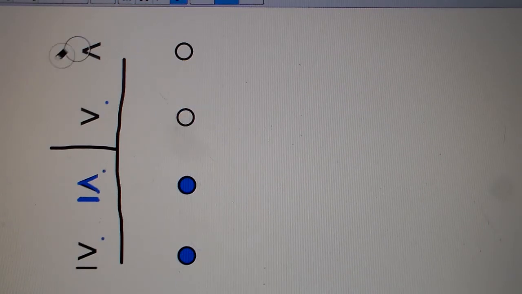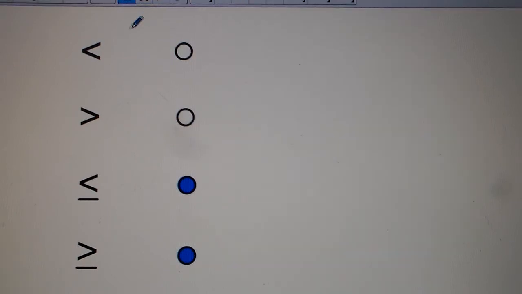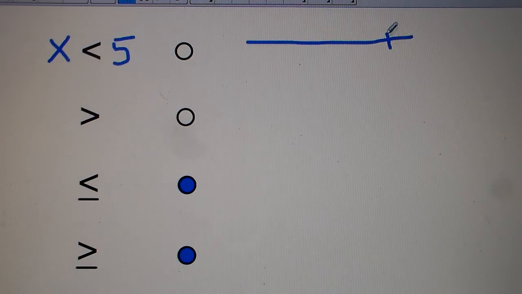For example, let's say we have x is less than 5. What we're going to be doing is putting an open circle at the number 5, and x is less than 5, so all the numbers that are less than 5, we're going to put an arrow in that direction. All the numbers that are less than 5 are to the left on our number line.